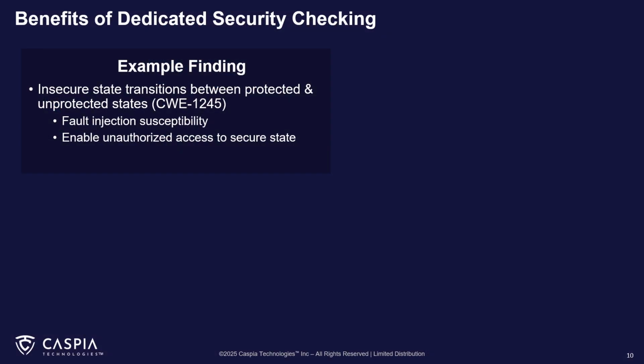With this analysis, we can identify potential weaknesses that are tied to specific vulnerabilities. For example, in our case study benchmark, we identified insecure state transitions between protected and unprotected states within a security critical module. This creates a fault injection susceptibility, where if a fault is injected, unauthorized access to a secure state can be granted. With this information, we can eliminate the issue with the suggested fixes provided.